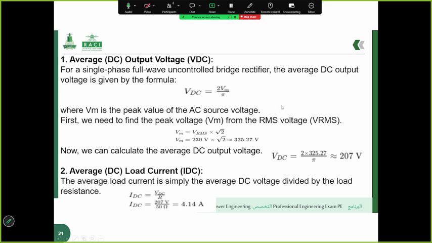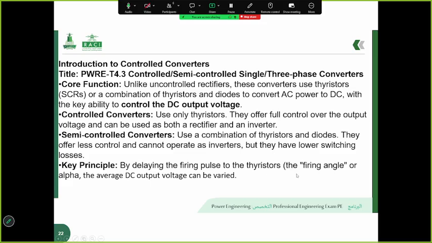This is the solution of the previous example. Step by step, I explained how you can use the formulation and everything, so you can get the final result.